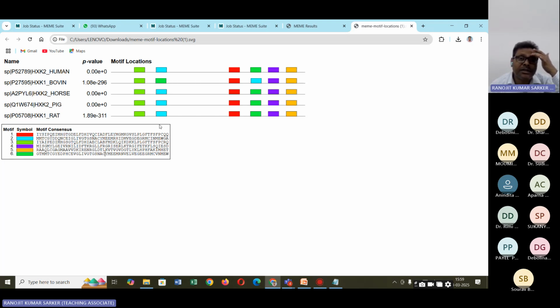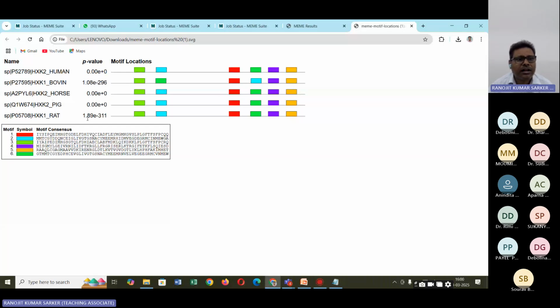What is a consensus sequence? That means you can mark the color that this is the most likely motif as per the value calculation. You can see the p-value is 0 in these cases. As I told you, the lower the p-value, the better the motif. So in these cases, these are the p-values in different organisms.